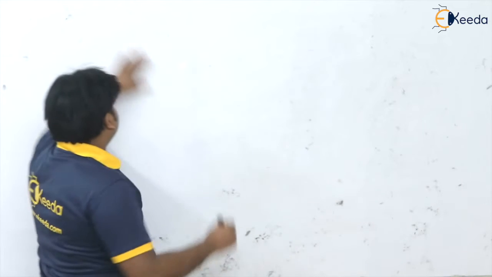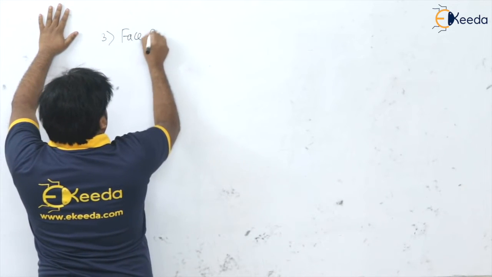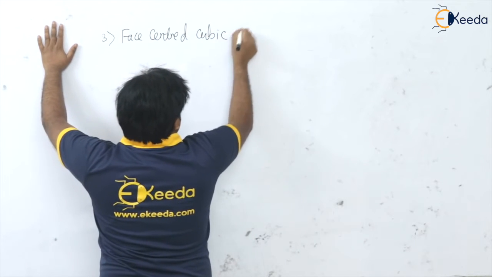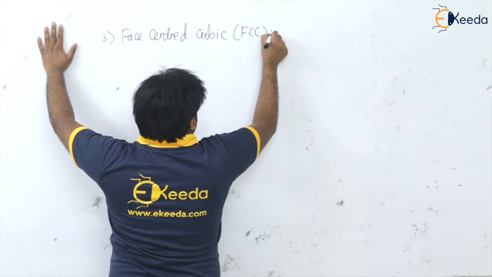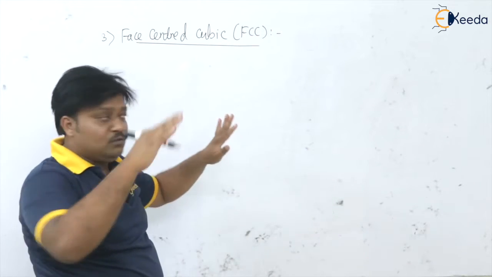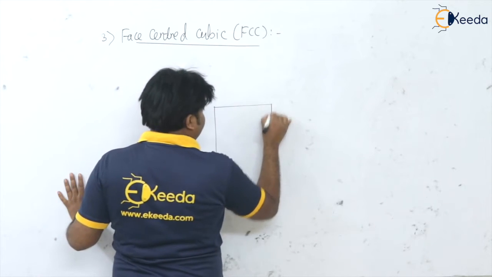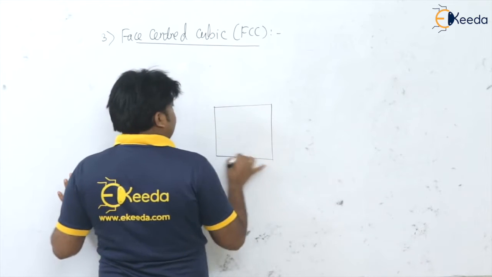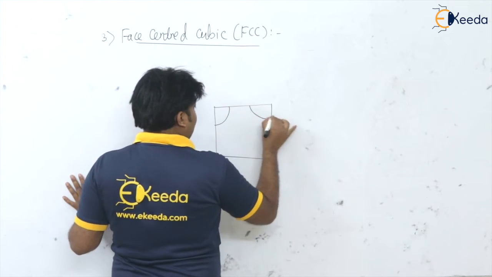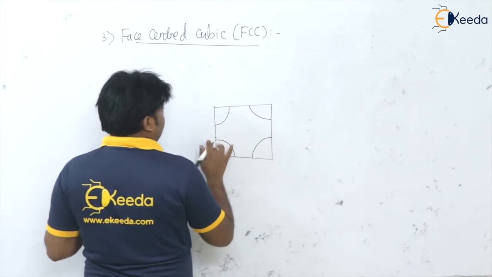Now the next cubic structure we are having is the face centered cubic, that is FCC. And in FCC again the atom on the face is going to touch the atom on the face, because here for every face we are having one atom and it is going to touch the corner atoms.